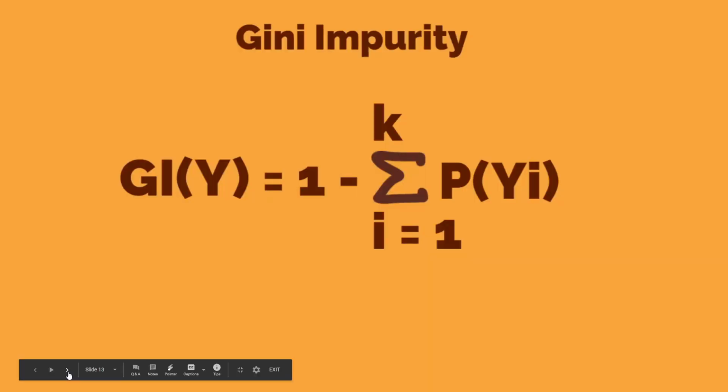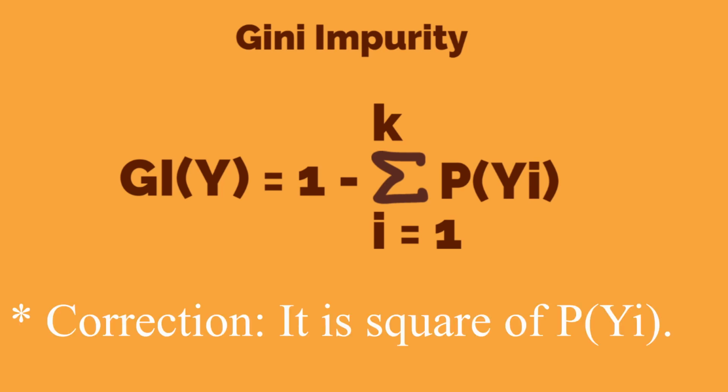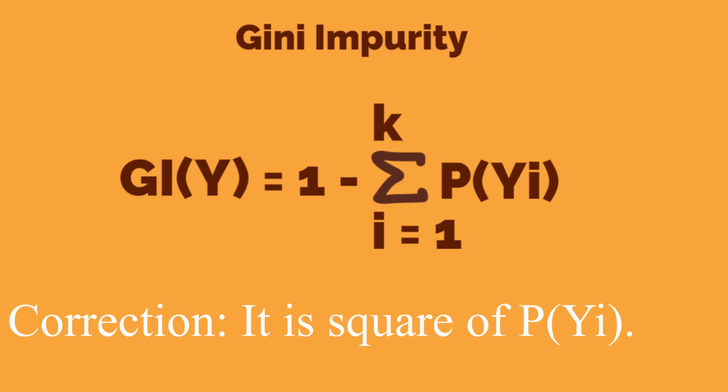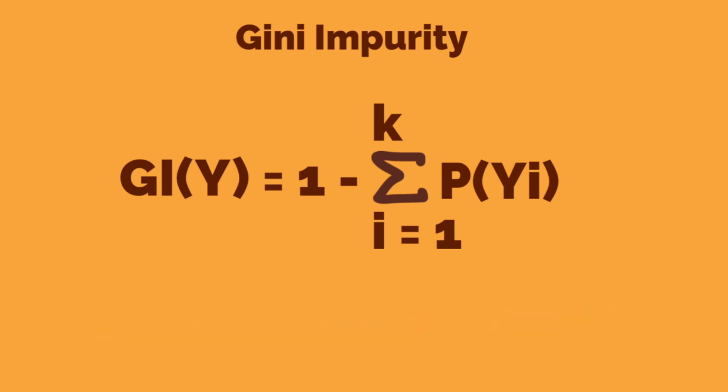Now let us talk about the concept of something called Gini impurity. Gini impurity is very similar to entropy. The formula for this is GI, which represents the Gini impurity, equal to 1 minus the summation of the squared probability of yi from 1 to k, where your random variable y can again take k values.